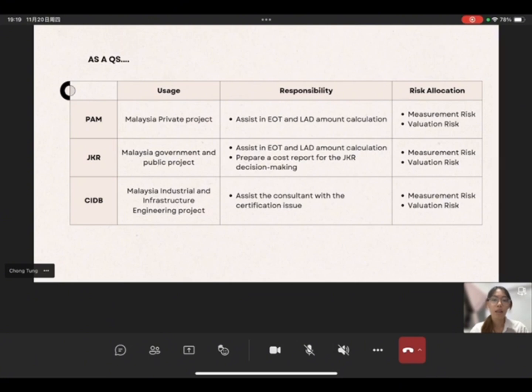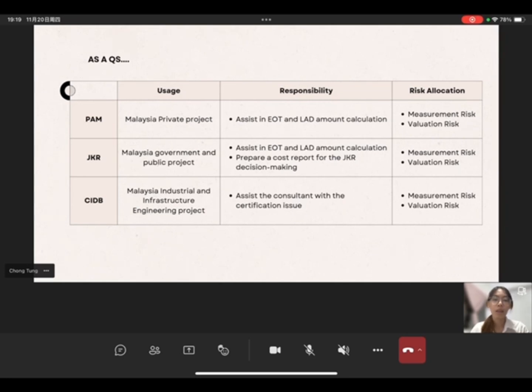As a QS, besides the basic responsibilities such as the cost estimate, cost control, preparation of bill of quantity and tendering document, within all these different types of standard form, the QS have other responsibilities. Such as for the PAM, the QS need to assist in EOT and LD amount calculation. For the JKR, the QS also need to assist in the EOT and LD amount calculation, but also the preparation of a cost report for the JKR decision making.